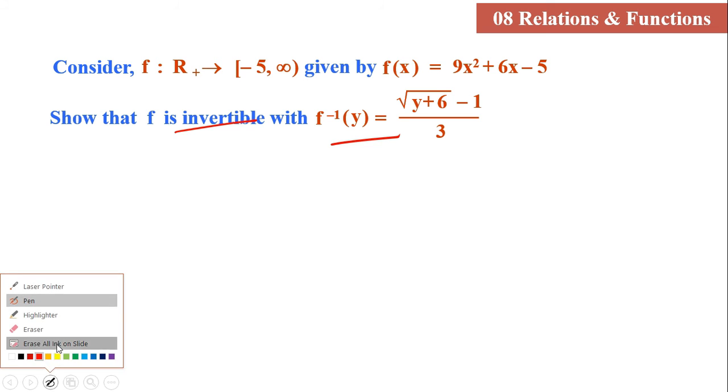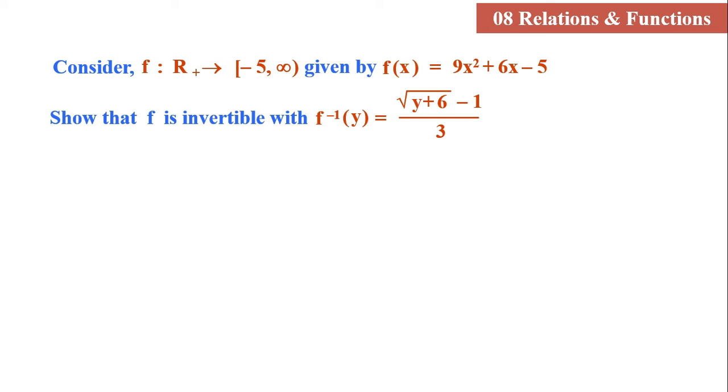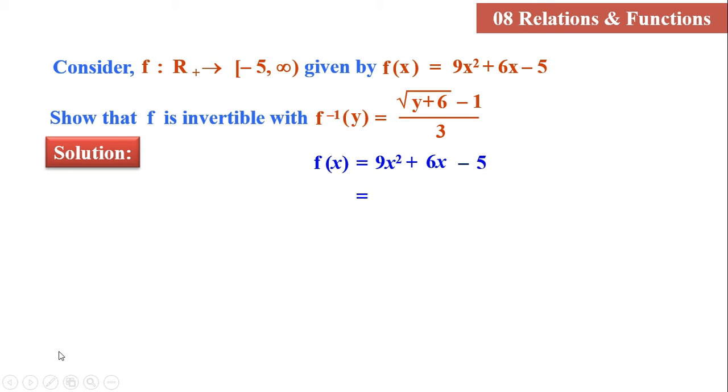How to prove the function is invertible? Just prove the function is one-one and onto. Let us have the solution. Before that, look at the function f(x) = 9x² + 6x − 5. We will simplify this first because it is a quadratic expression. Dear students, 9x² I will write as (3x)², plus 6x I will write as 2 into 3x into 1, plus 1² minus 1², and the last number −5.